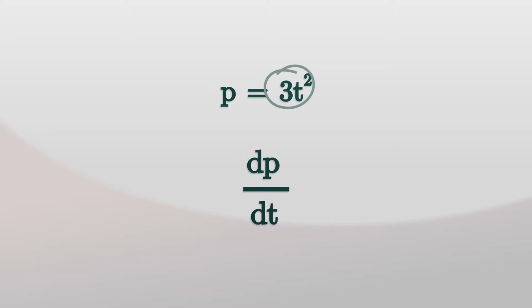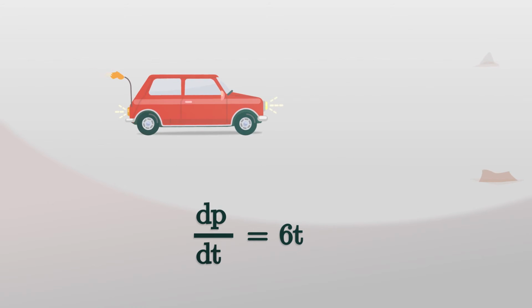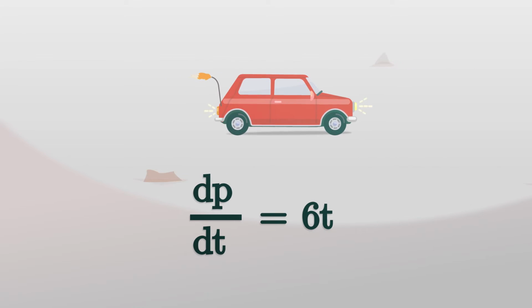To do this, we take the power and bring it out the front to multiply with our expression. The 3 and the t we just leave alone, and for our power, we subtract 1 from it. So our power changes from 2 down to 1. We can then simplify that on the next line, and so we get dp over dt equals 6t. And that's our answer. The speed of the car is given by dp over dt equals 6t.